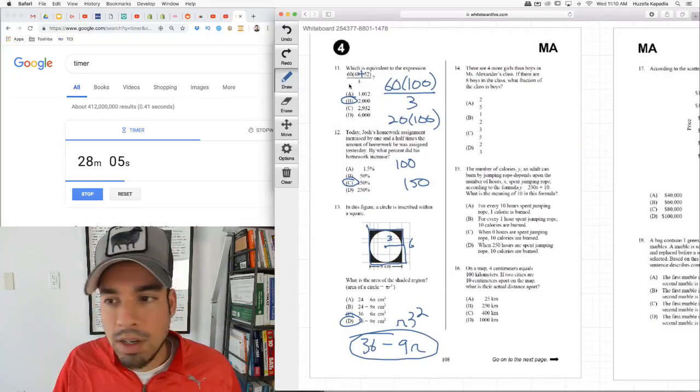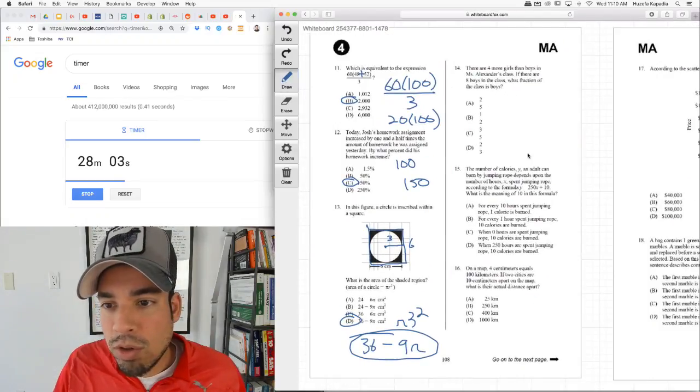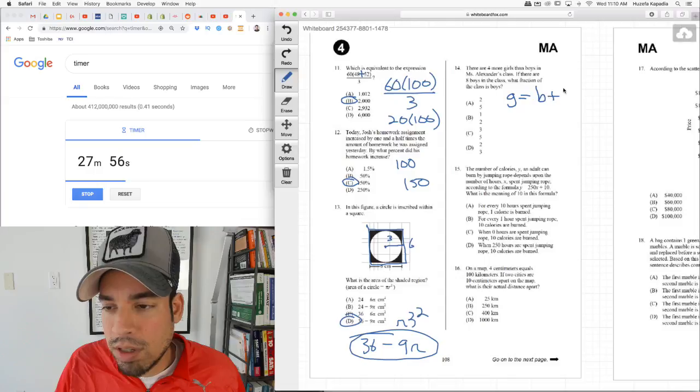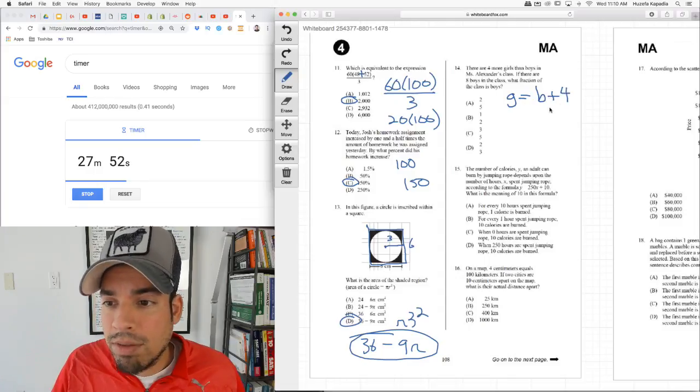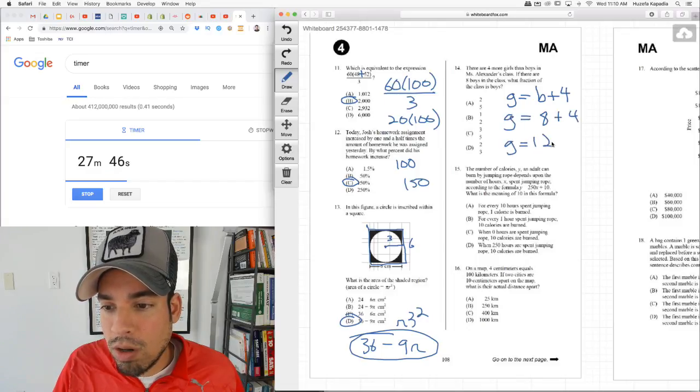Next, there are 4 more girls than boys. That means the girls equals the boys plus 4. I'm immediately turning it into an equation. If there are 8 boys in the class, that means the girls equals 12.